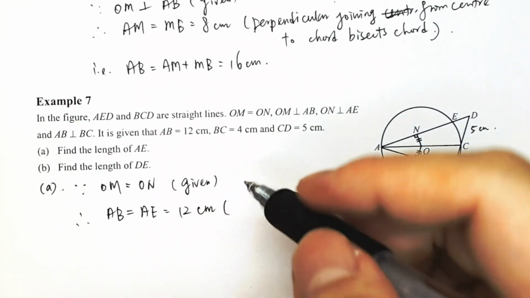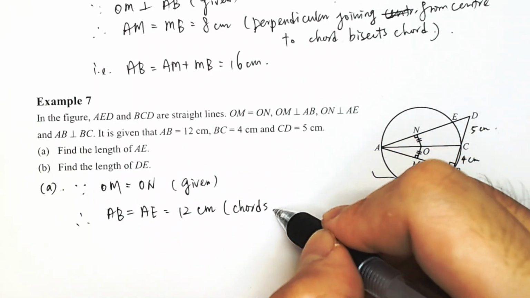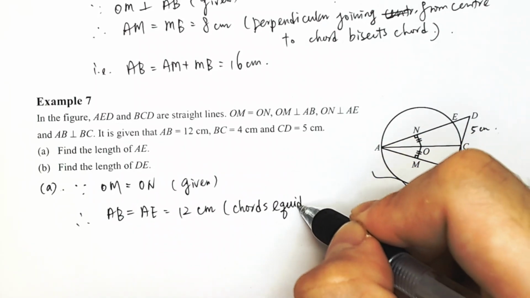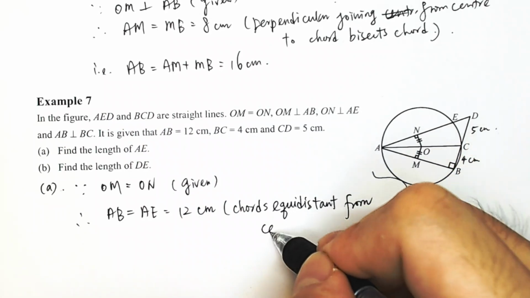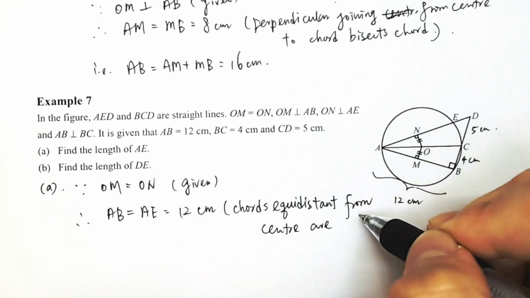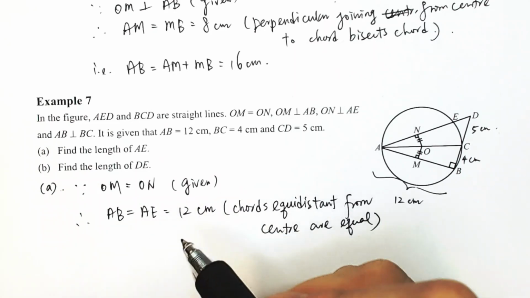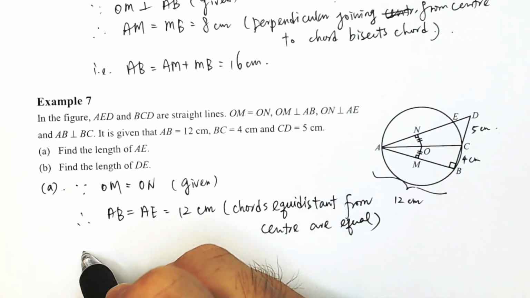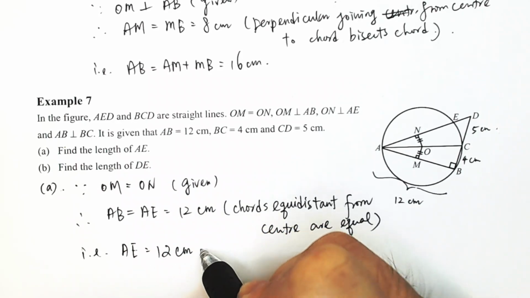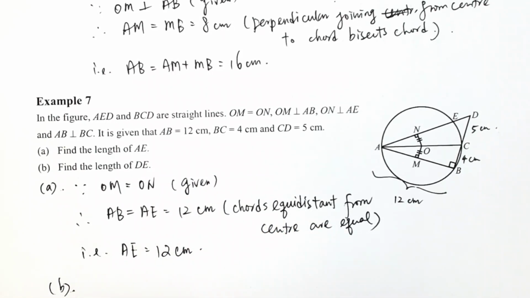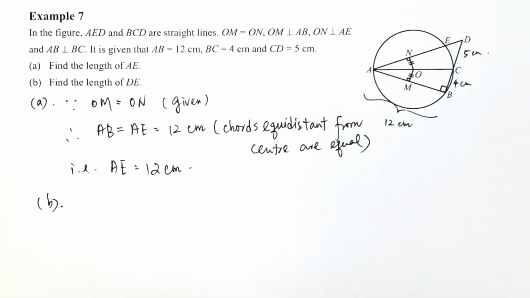Okay, the reference is chords equidistant from center are equal. Okay, so that is AE is 12 cm. This is part A. Now part B, find the length of DE.